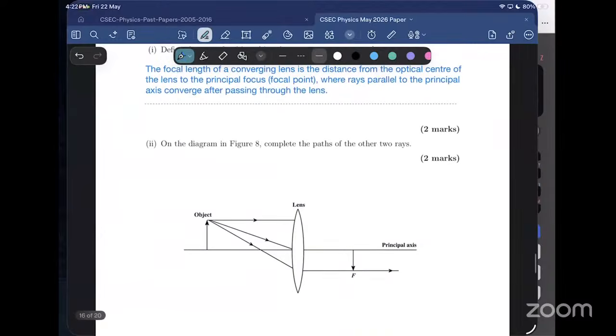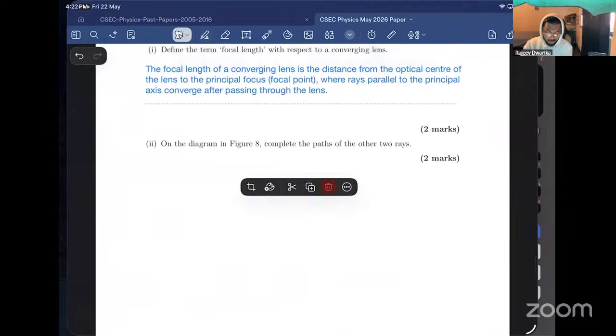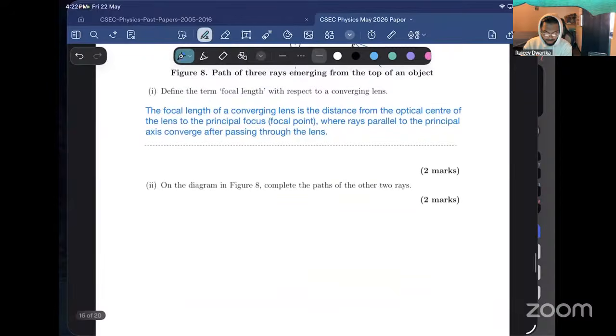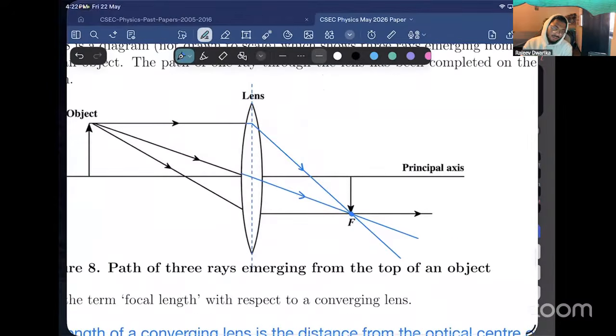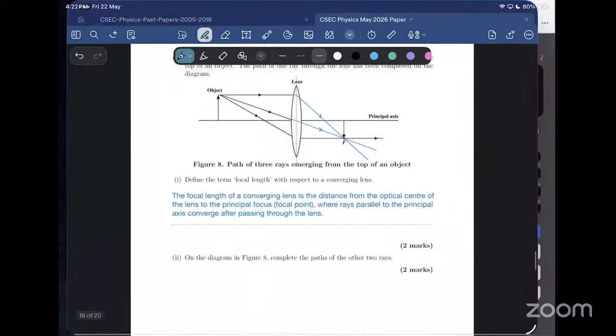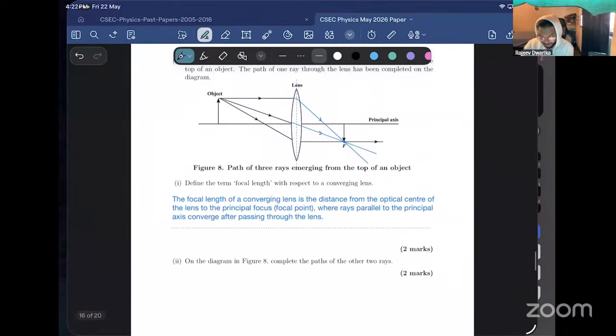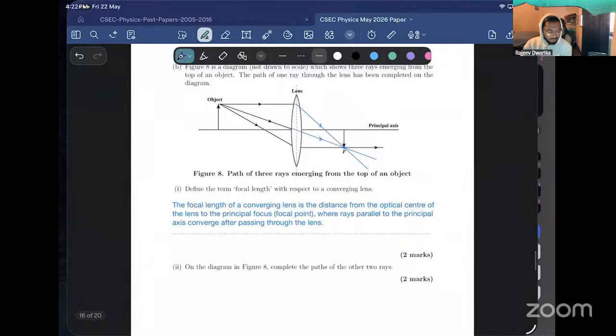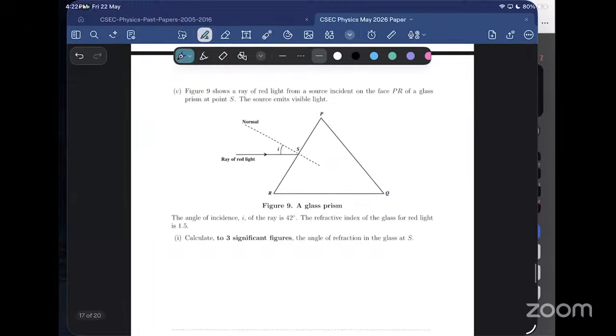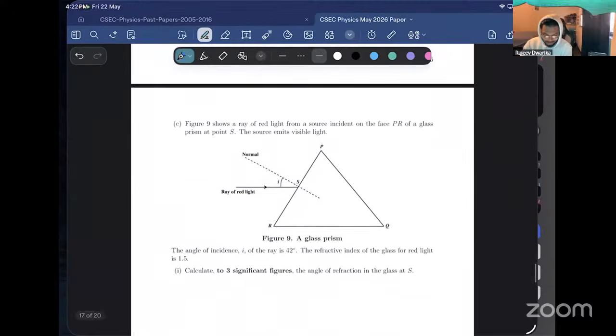On the grid, on the diagram in figure 8, complete the parts of the other two rays. We do that. Four marks in the bag. Alright, we're nearly finished with the paper.